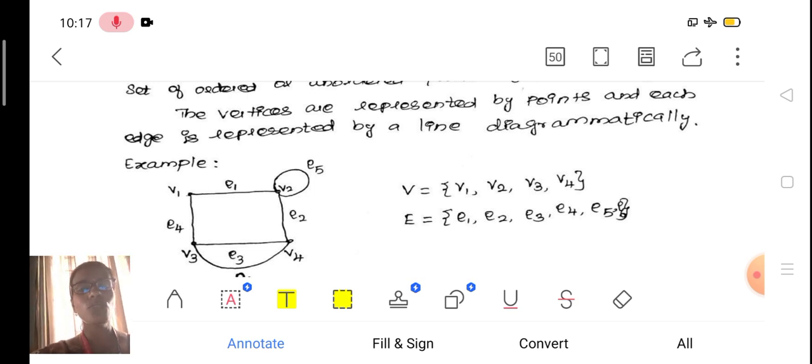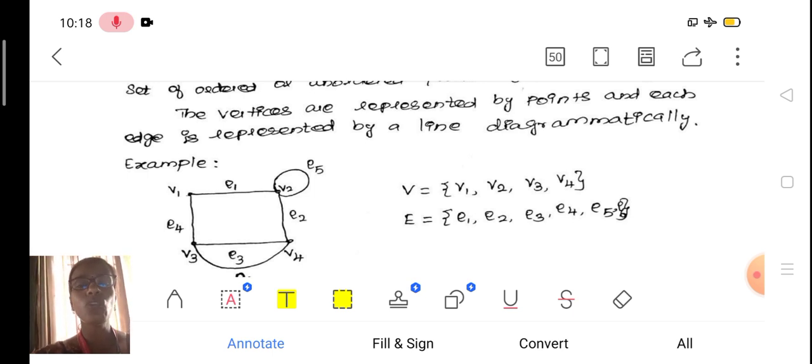Next, when we say two edges are adjacent, they should have a common vertex. So E1 and E4 are adjacent, because they have the common vertex V1. And is it a simple graph? No, because this graph contains a self loop and parallel edges, so it is not a simple graph. And what is meant by isolated? We don't have any edge, so the degree of that vertex is 0. If the degree is 1, then we say it is a pendant vertex.